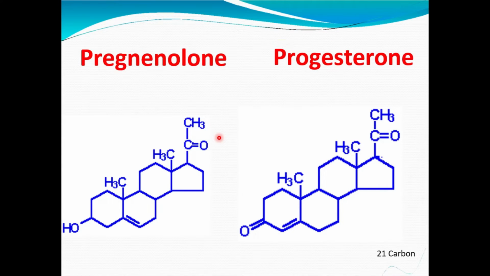Here is the structure of pregnenolone. This molecule is a vital intermediate for the production of all steroid hormones. And the structure of progesterone, a steroid sex hormone.